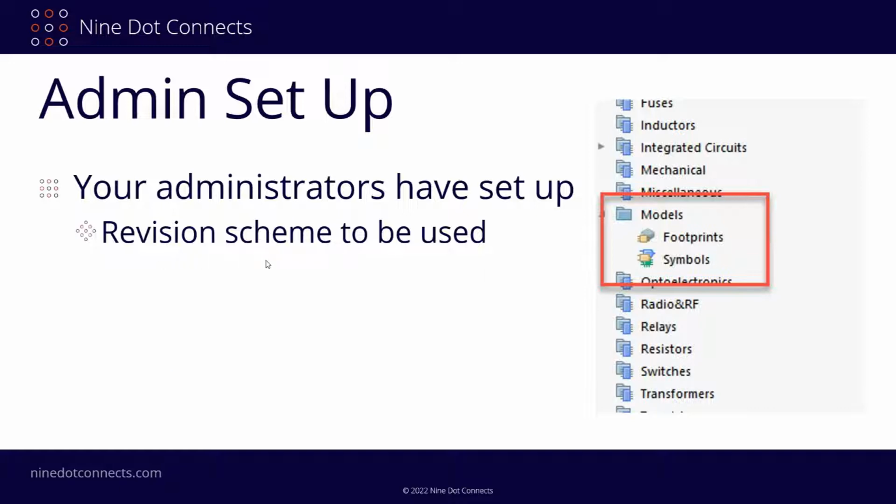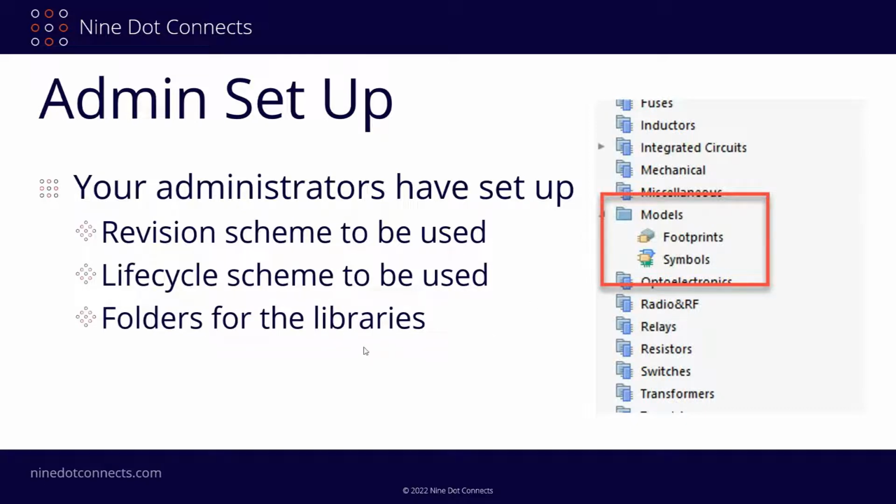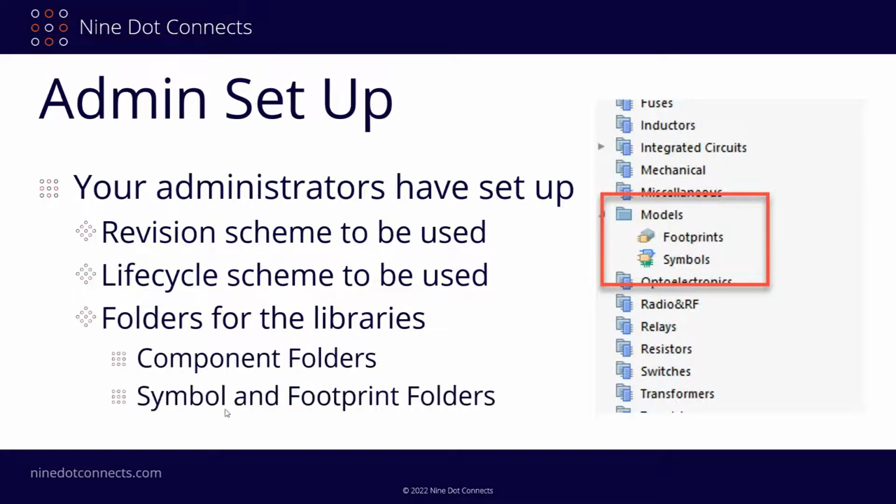We'll give you a little bit of details where you can look to find some more information about this. But your revision scheme needs to be set up, the lifecycle scheme needs to be set up, and the folders for the libraries need to be set up. Your component folders, your symbol and footprint folders, all this stuff needs to be set up before you even start making components. Now, yes, you can immediately make components the minute you gain access to Altium 365, or the moment you install Concord Pro, you can certainly create components, but you're now at the mercy of the defaults that Altium has already set up for you. And in many cases, those probably won't be the ones that you and your company want to use.